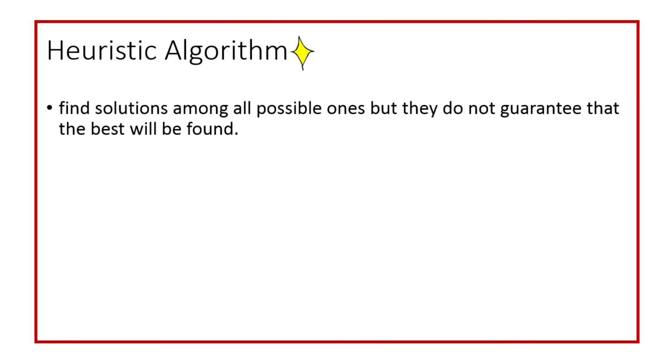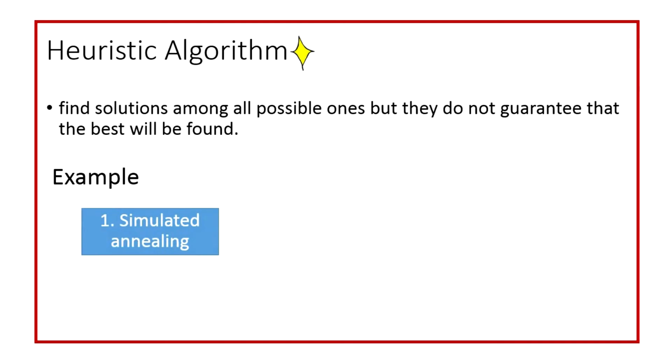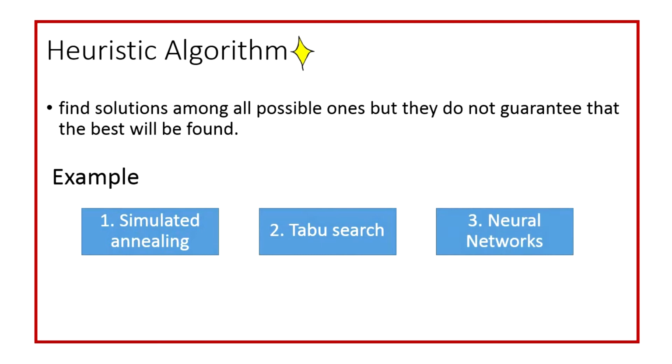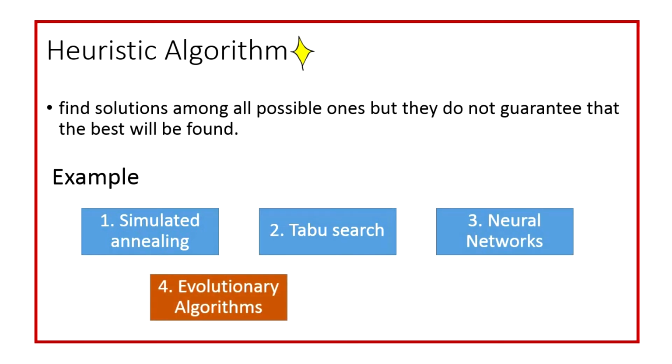Associated with heuristic algorithms, they will find solutions among all possible ones, but they do not guarantee that the best will be found. There are many approaches in heuristic algorithms. For example, one is simulated annealing. 2. Tabu search. 3. Neural networks. 4. Evolutionary algorithms. And 5. Swarm intelligence.